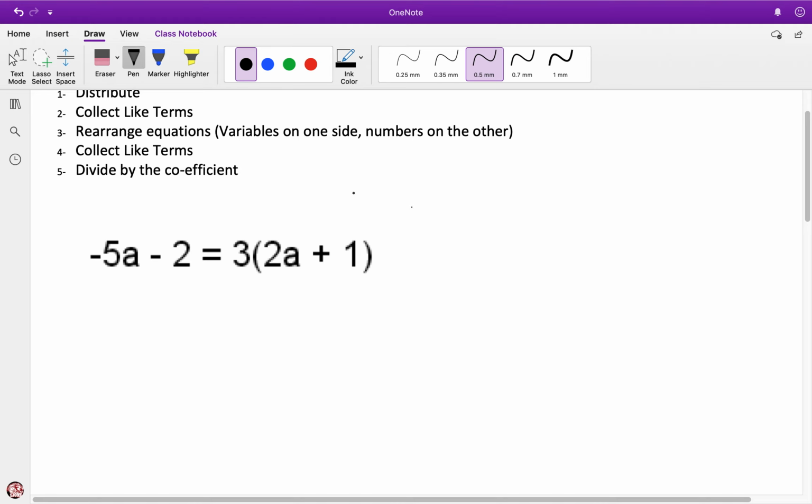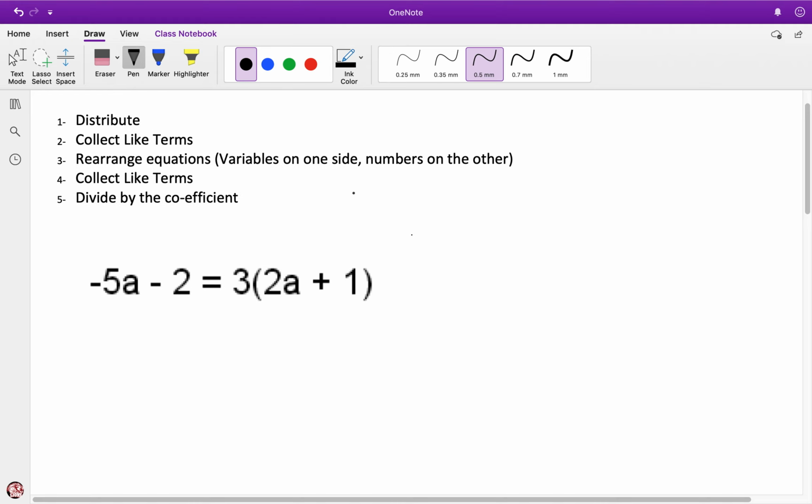So to review, when we solve equations, these are the steps we do. Now, you never have to start at one. Some won't have one going on, but generally this will be all the steps you have to do. First, distribute if you have to. Collect like terms. Rearrange the equation, which means variables on one side, numbers on the other side. Collect your like terms again, and divide by the coefficient.